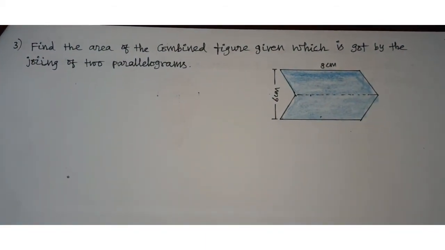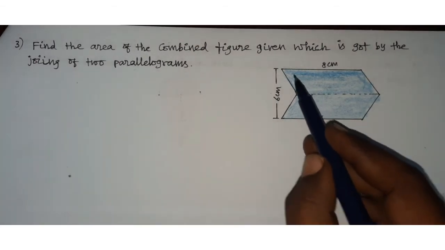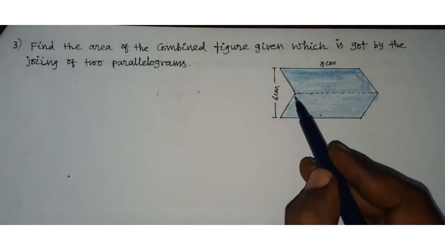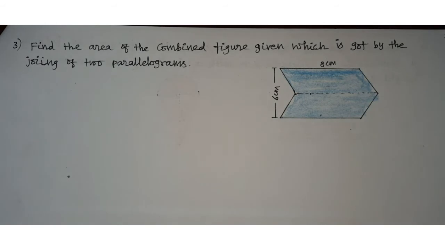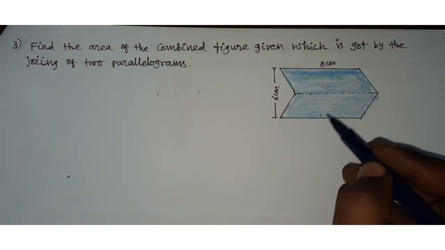So now third sum, this also we have to find the shaded region area. Find the area of the combined figure given which is got by joining two parallelograms. So this diagram is joining two parallelograms. So this is one parallelogram and this is one parallelogram. So we know very well area of parallelogram is base into height. Here students, two parallelograms are same, equal.